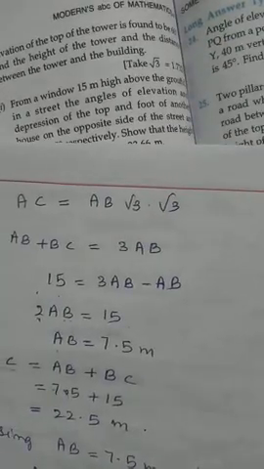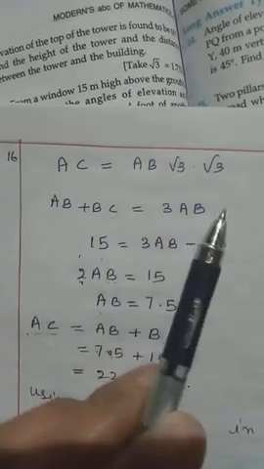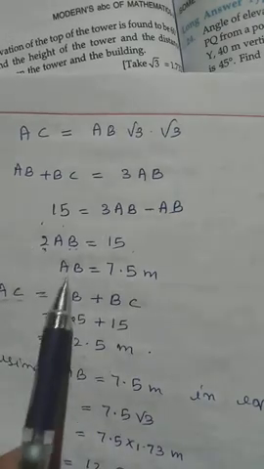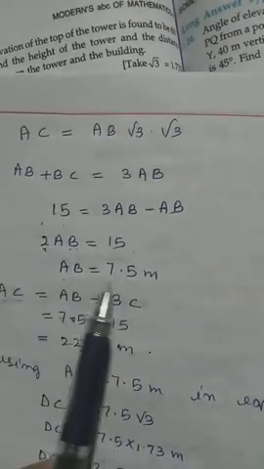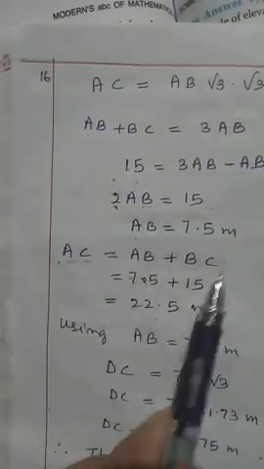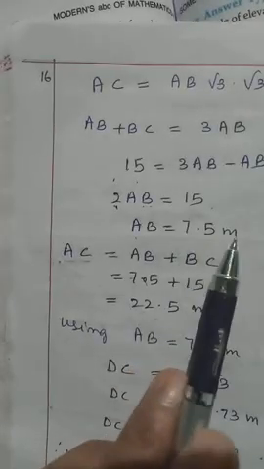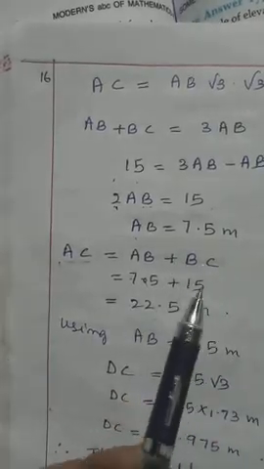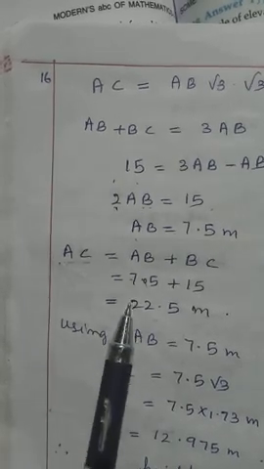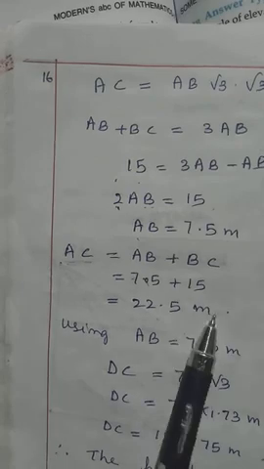It will be 3AB. Then after breaking AC into AB and BC, we can bring AB to one side. BC we already know is 15. So 3 minus 1, 2AB. AB will be 15 divided by 2, 7.5. So we want to find the height of the tower. It will be AC equals AB plus BC. AB we get from here, 7.5. BC is already given as 15. We add them, so the height of the tower is 22.5 meters.